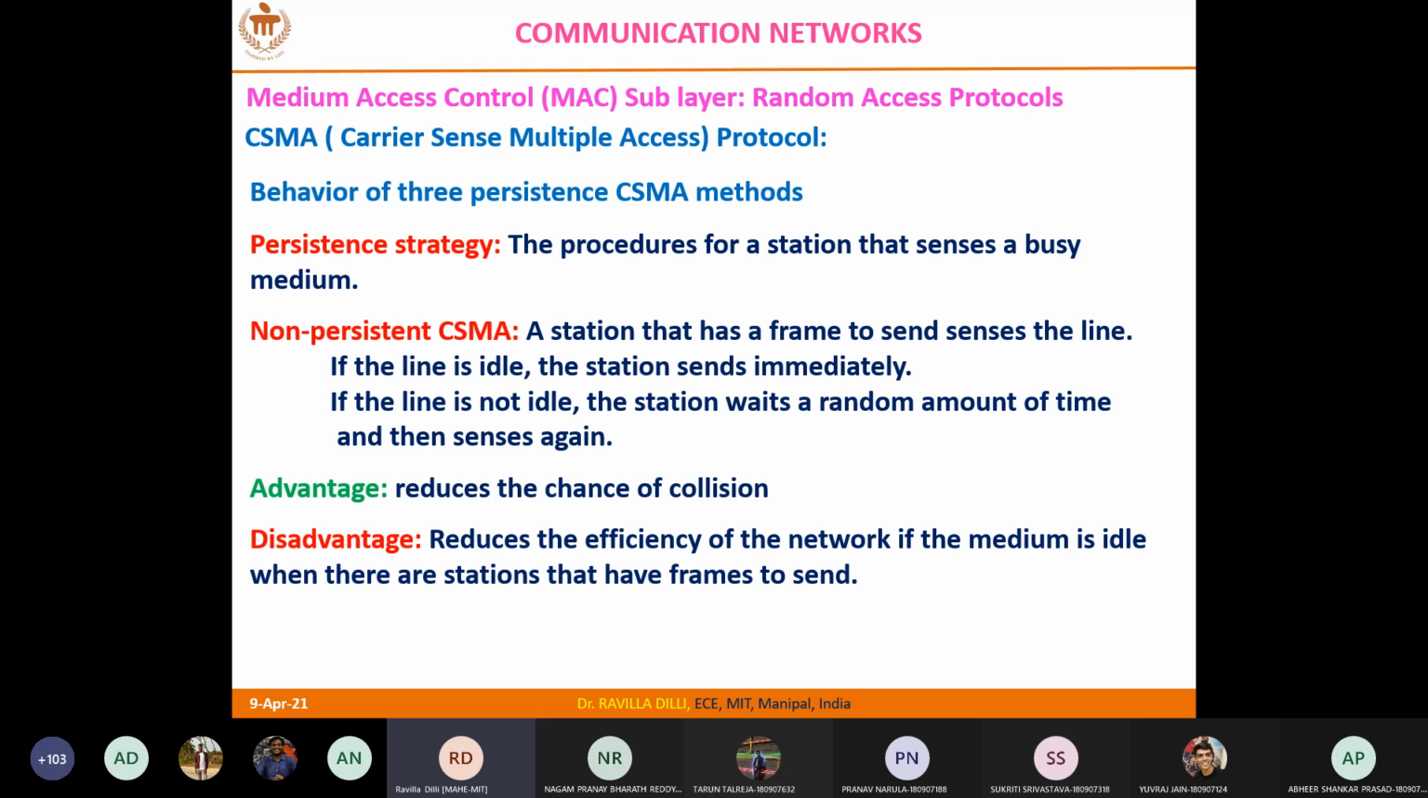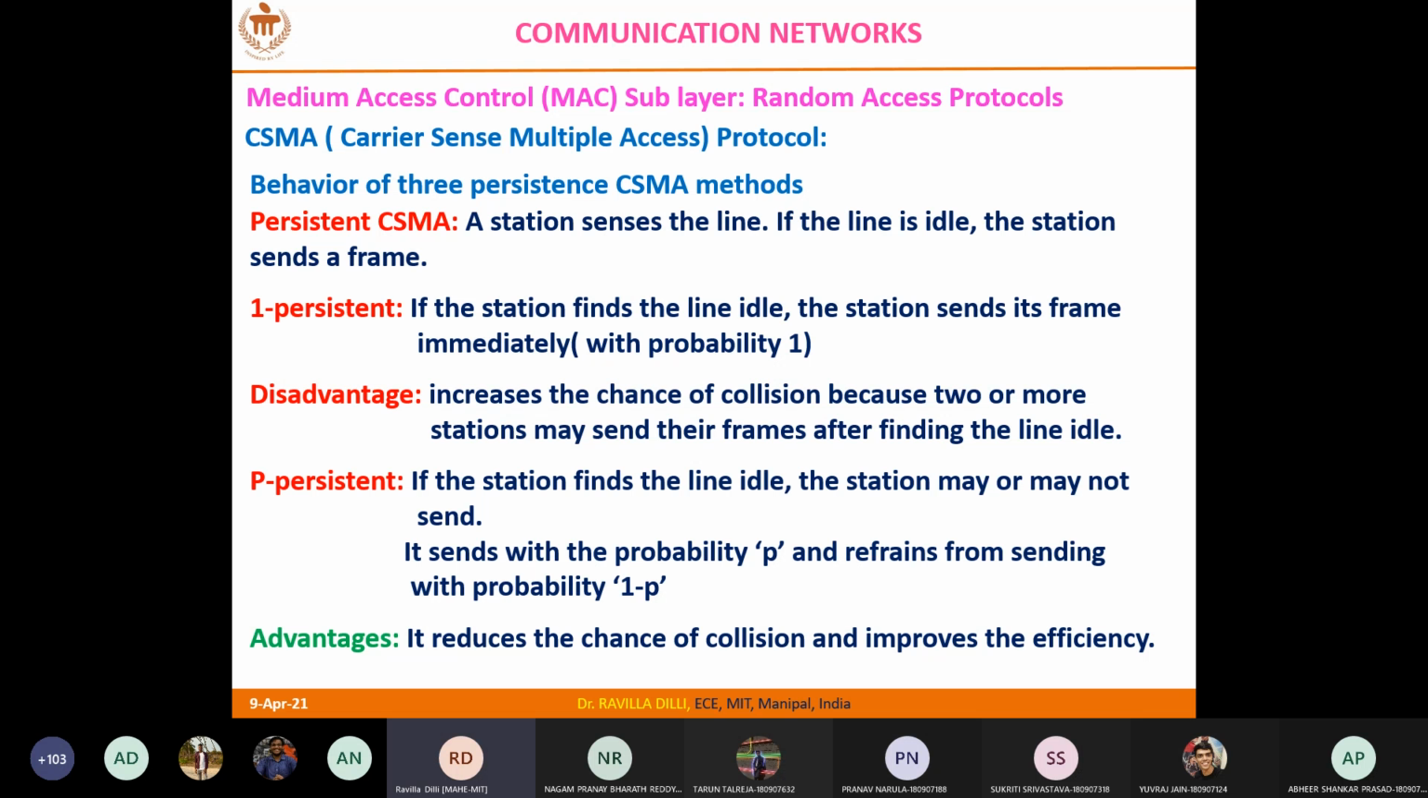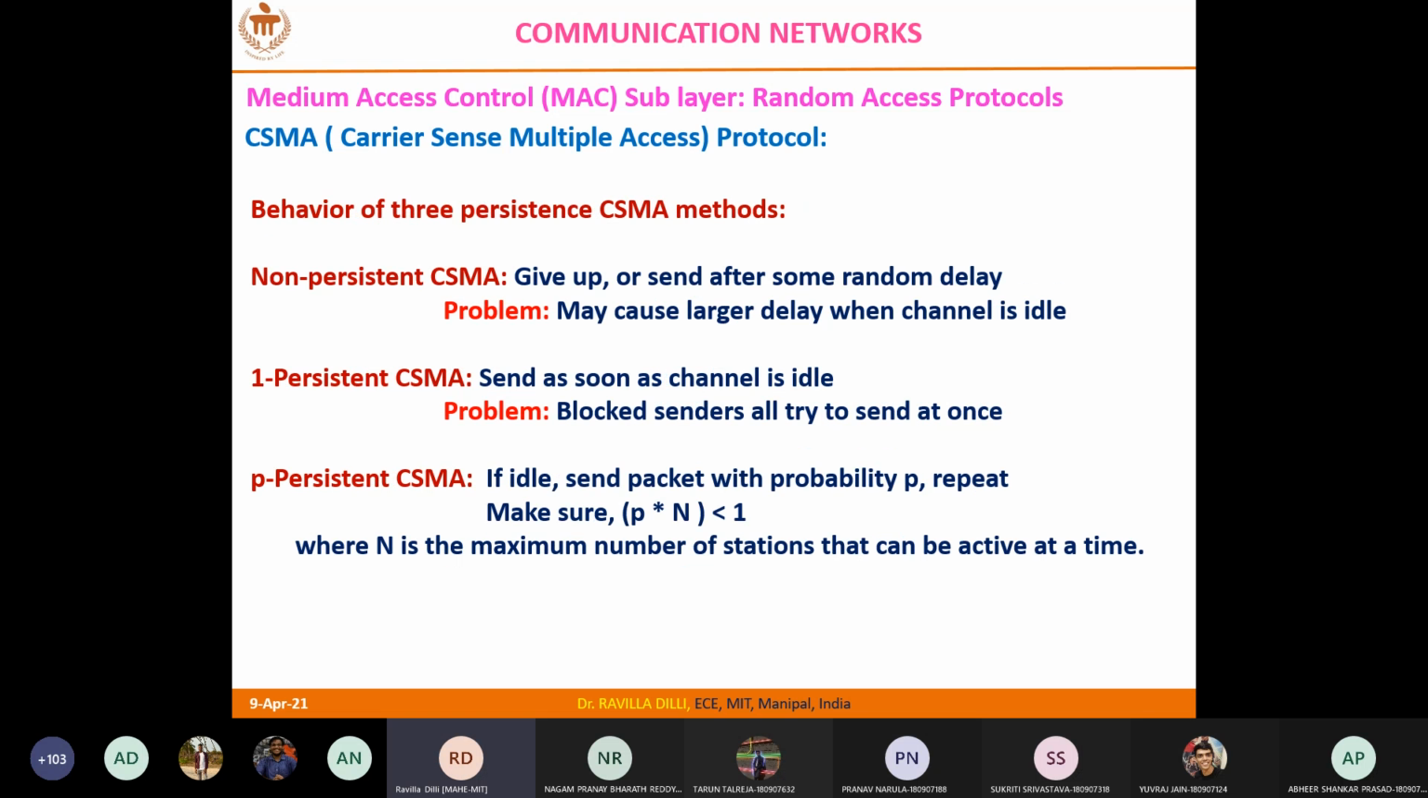Yes, this is the theory behind our discussions. You can realize that all the strategies, one persistent, P persistent, zero persistent or non-persistent, have their own advantages and disadvantages. Collisions will be more, and if you want to reduce the collisions, you have to pay for link utilization.